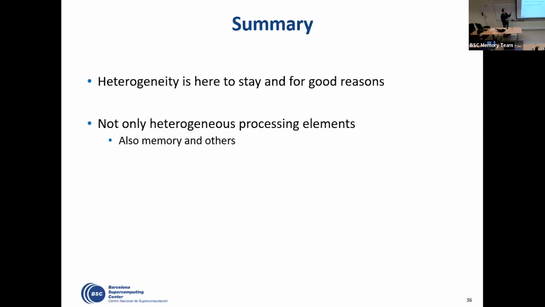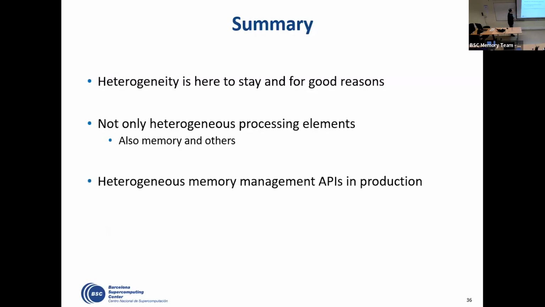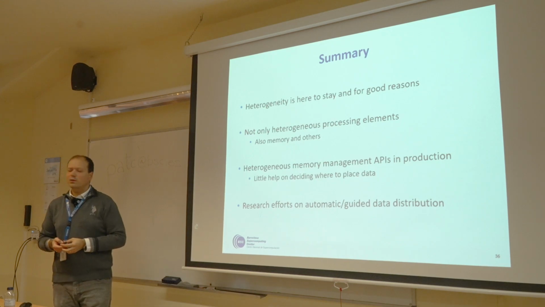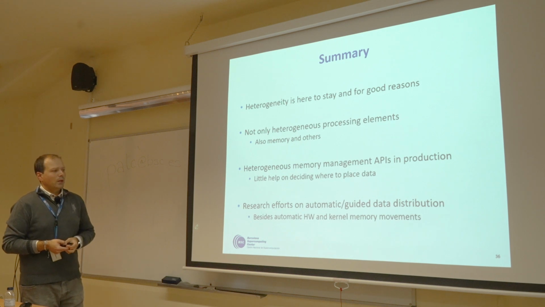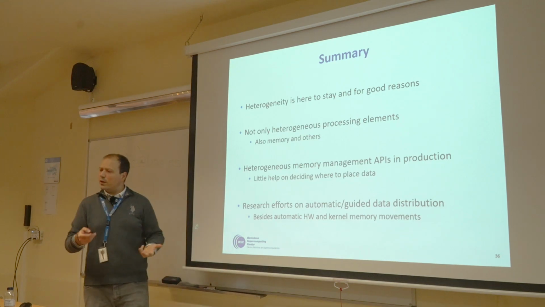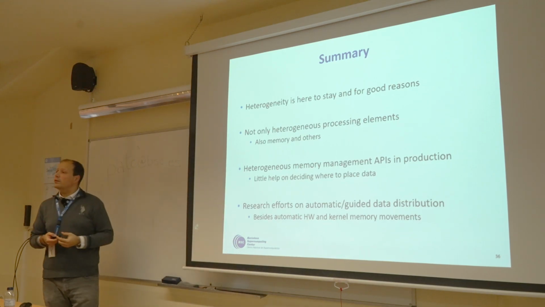So again, we don't have only processing elements anymore. We have memories and others, as I said, SmartNICs, even the switches can do things. There are some heterogeneous memory management APIs in production, as I've shown one of them. They don't do much to help you decide where to place your data, but there are some research efforts on automating or guiding this data distribution that you can use. Besides what you already have in automatic hardware and kernel memory movements, which is already working, works well for some cases, for others it's not that good.